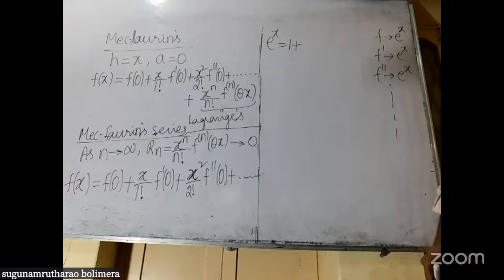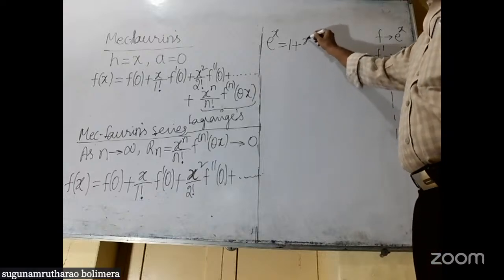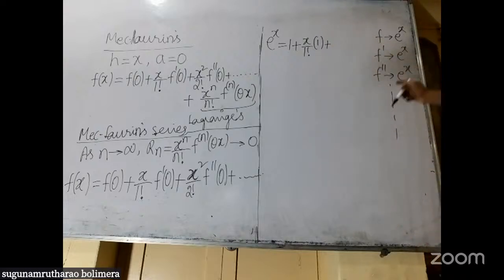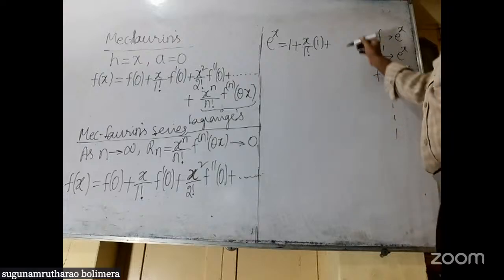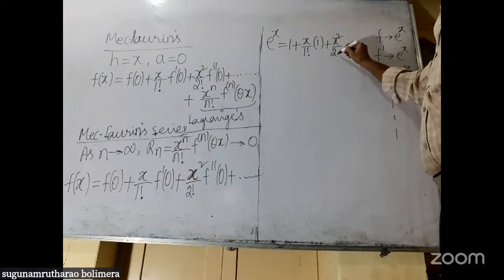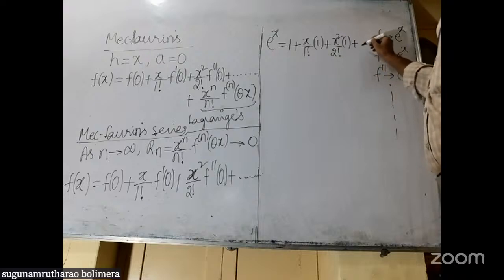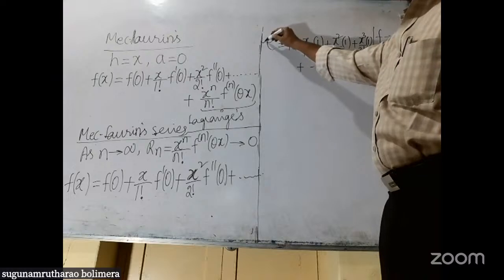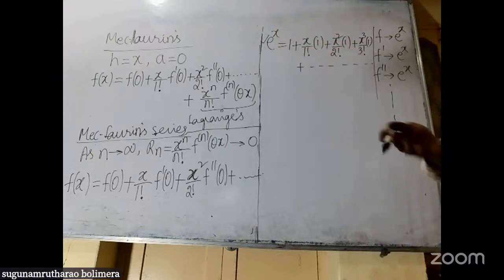So f of 0 is 1, f dash of 0 is 1, so x by 1 factorial into 1. f double dash of 0 is also 1, so x square by 2 factorial into 1. And x cube by 3 factorial into 1 plus so on. That is the e power x expansion. This was asked again and again, the expansion of e power x.